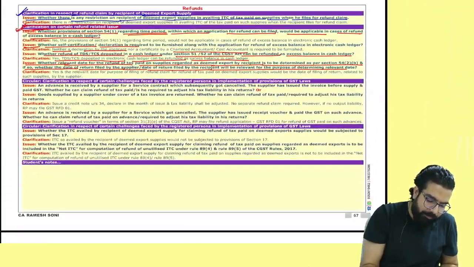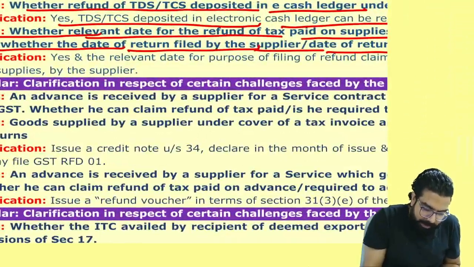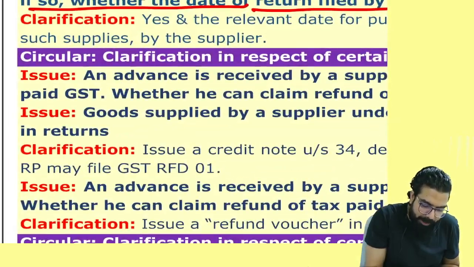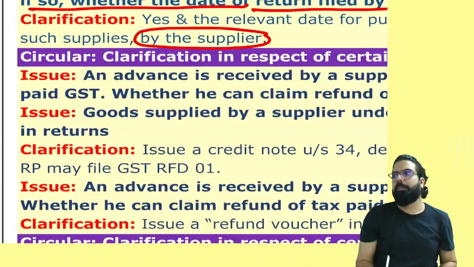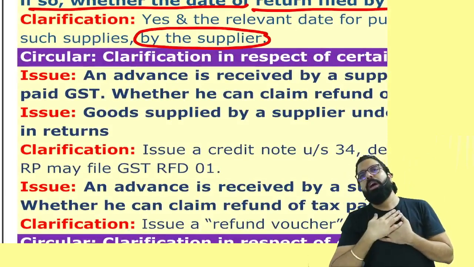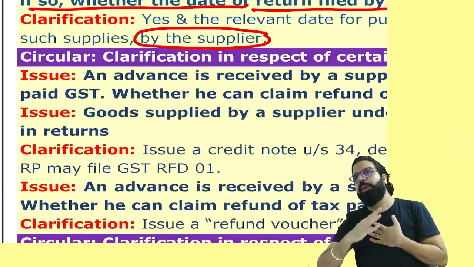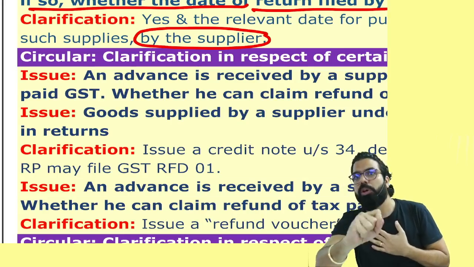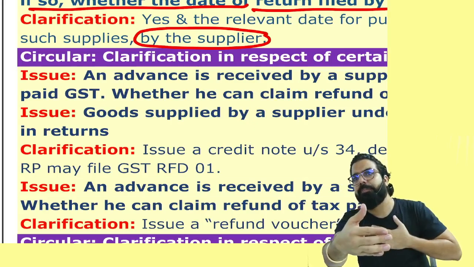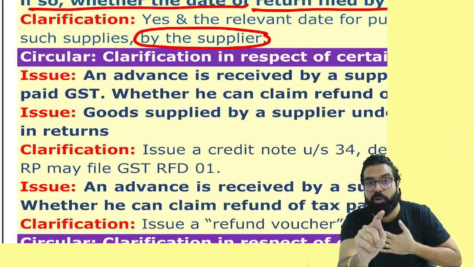See here, everyone. When the return is filed for the deemed export, by whom? By the supplier. My question: I supplied to an advance authorization holder. I supplied to an EPCG authorization holder. I supplied to an EOU. My supplies are what? Deemed export. Can supplier claim a refund? Yes. Can recipient also claim a refund? Yes.